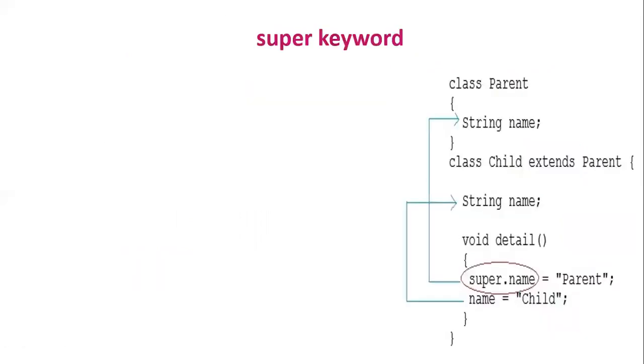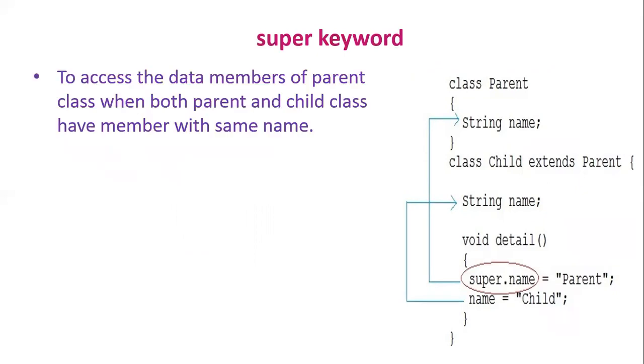Now, the use of the super keyword. The super keyword is used to refer to the immediate parent class of a child class. In other words, we can say the super keyword is used by a subclass when it needs to refer to its immediate superclass. The most common use of the super keyword is to eliminate the confusion between superclass and subclass that have methods with the same name. So these are a few uses of the super keyword.